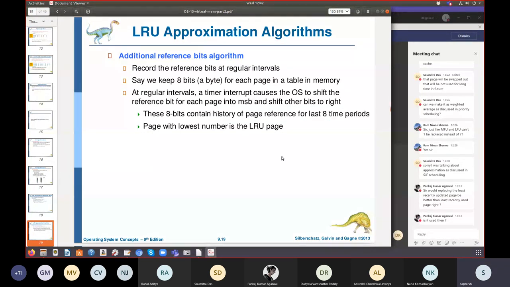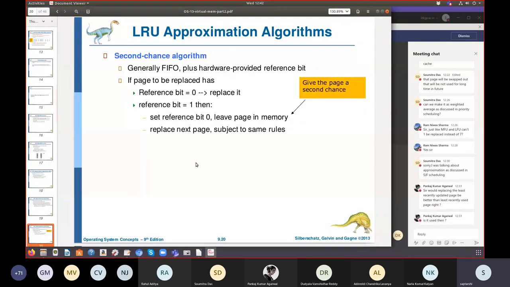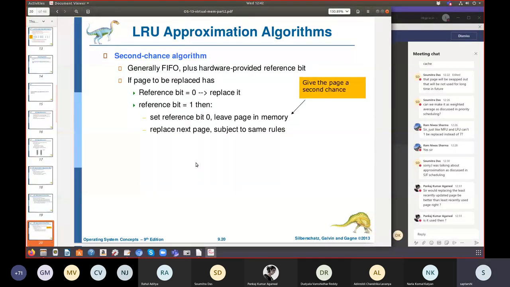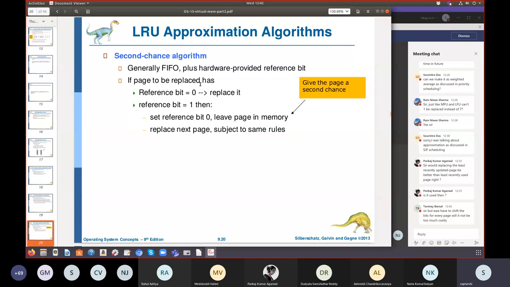So all these implementations are there. Let's discuss another one. There is an algorithm called the second chance algorithm. Here again, you are using only one bit, one reference bit. If a page has to be replaced, suppose there is a page with reference bit 0, then immediately replace it.